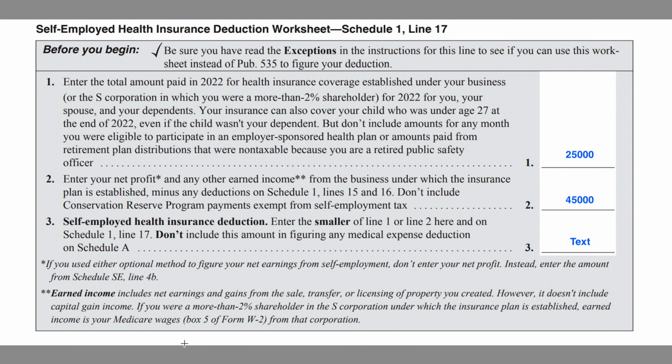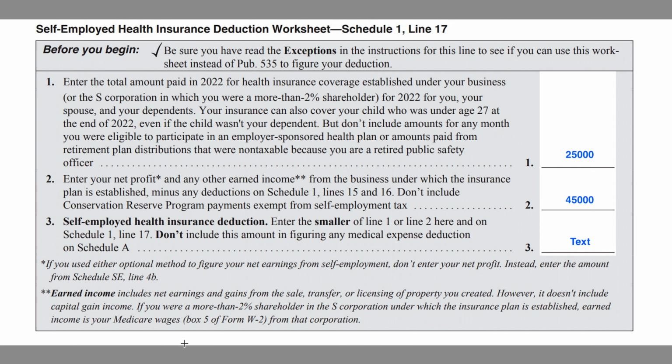However, one of the following conditions must be true in order to do so. Condition 1, the taxpayer is self-employed and had a net profit on either Schedule C or Schedule F. Condition 2, the taxpayer was a partner with net earnings from self-employment. Condition 3, the taxpayer used one of the optional methods to calculate earnings on IRS Schedule SE. Or 4, the taxpayer received wages from an S corporation where they were a 2% or greater shareholder. So if you meet any one of those conditions, you can then use this worksheet to calculate your self-employed health insurance deduction. However, there are 3 exceptions.